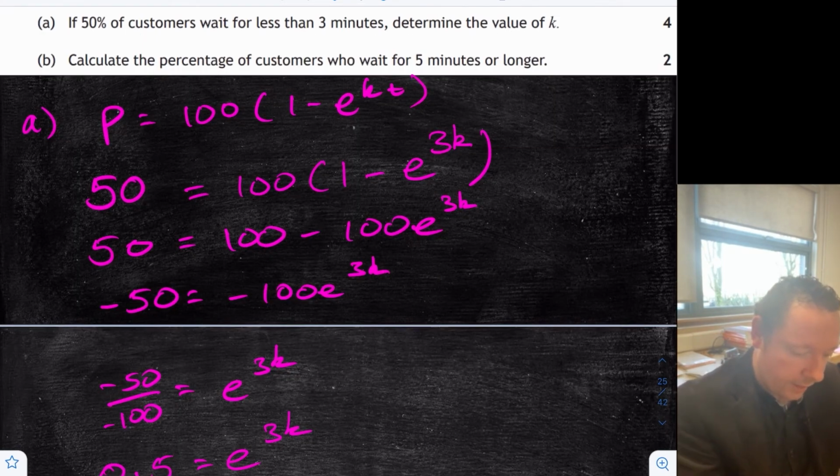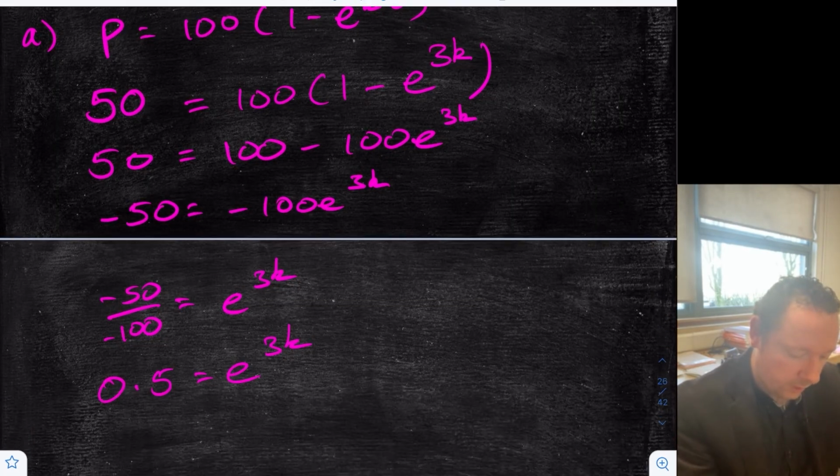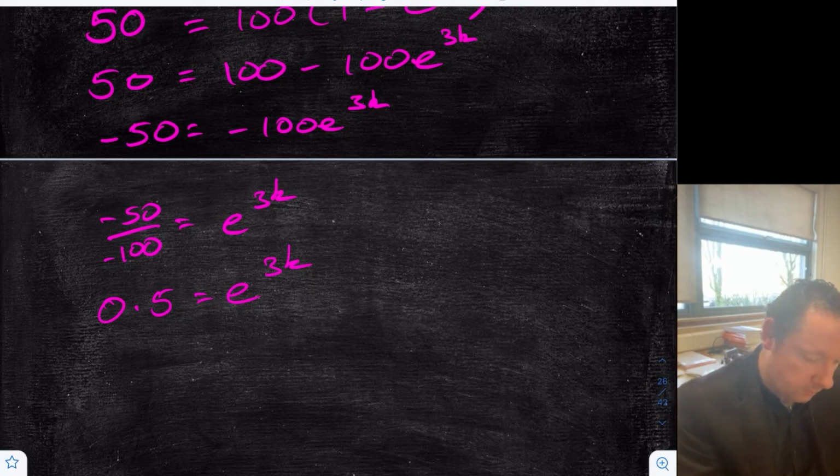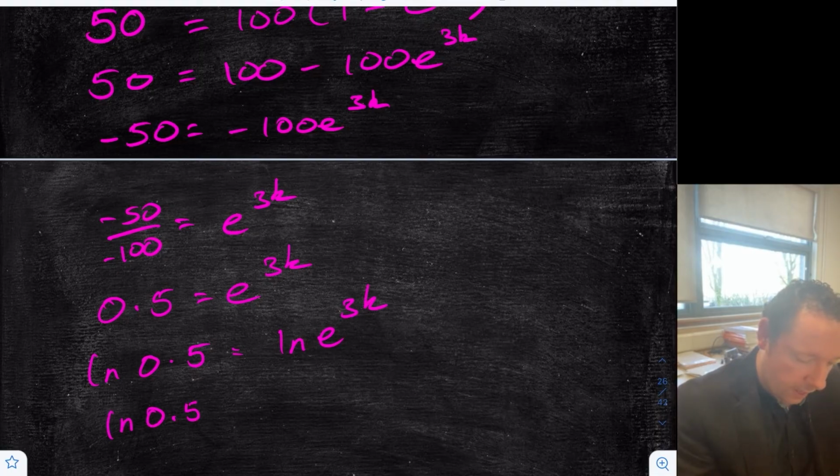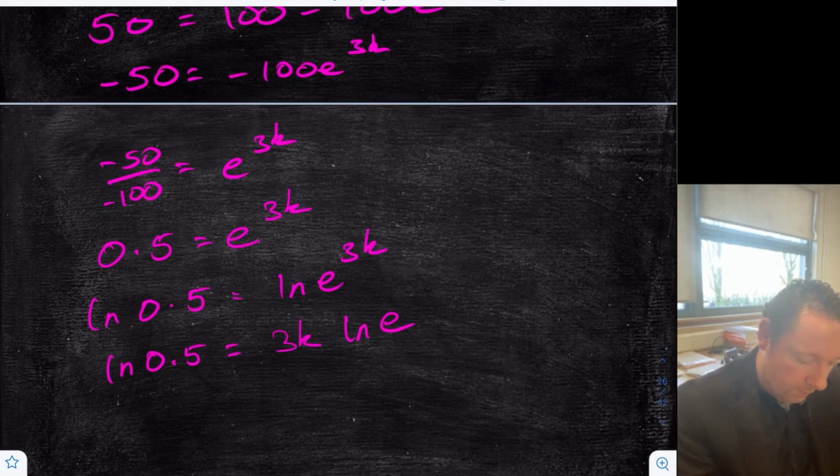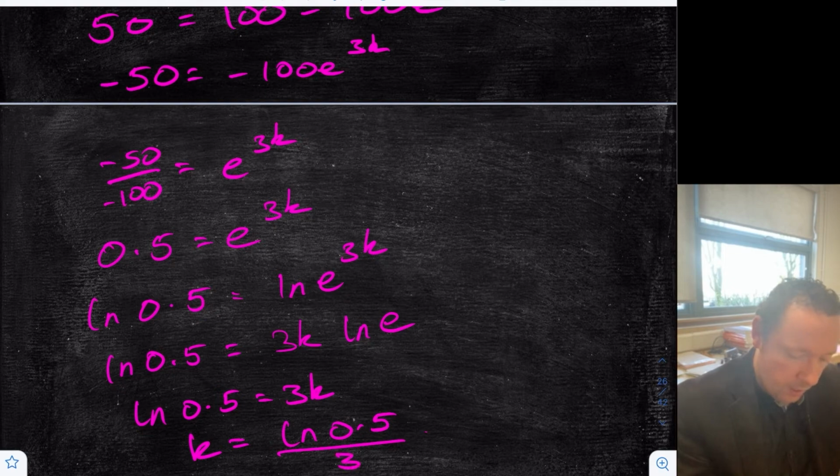You could have actually divided by 100 at this point to get the half and worked it from there, but you get the same answer. Take the log of both sides. Natural log of 0.5 equals the natural log of e to the 3k. So the natural log of 0.5 equals 3k times the natural log of e. So that means that the log of 0.5 equals 3k. So k is the log of 0.5 over 3. And we can work that out as a value in our calculator. You get minus 0.231.